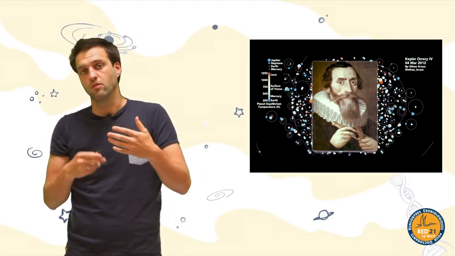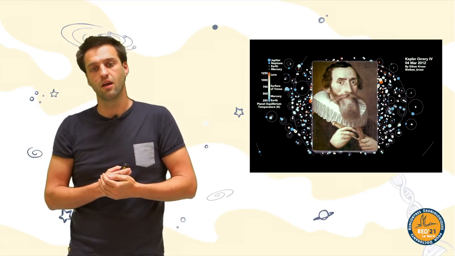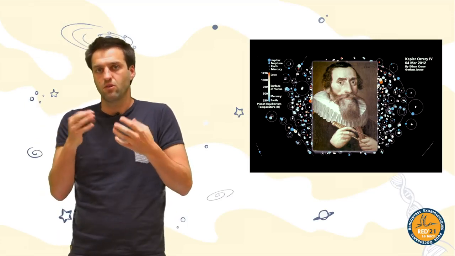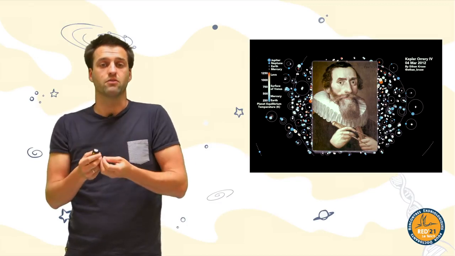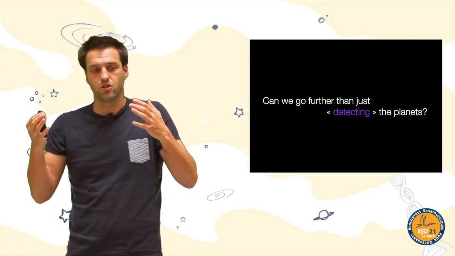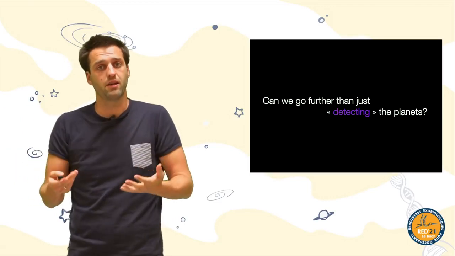We have a good understanding of the probability of how many planets there are around any single star in the sky. But we only know their mass and their radius. We know that they are there, but we don't know what they're made of. And now the question is, can we go further? Can we stop just doing detection of these planets and try to characterize them?